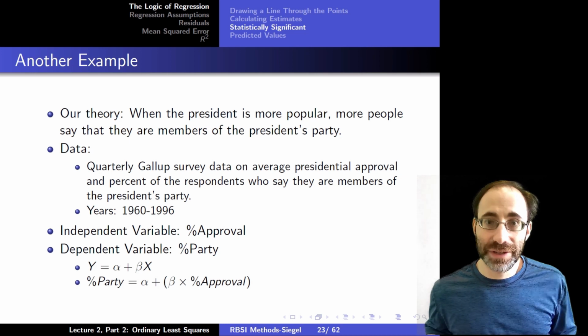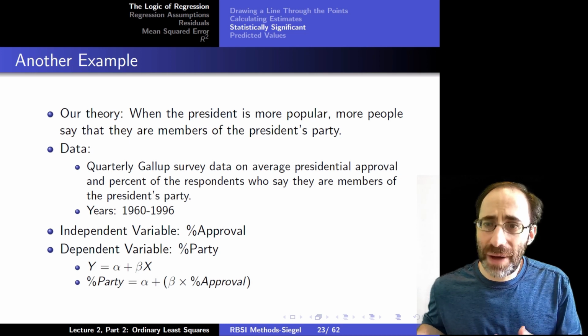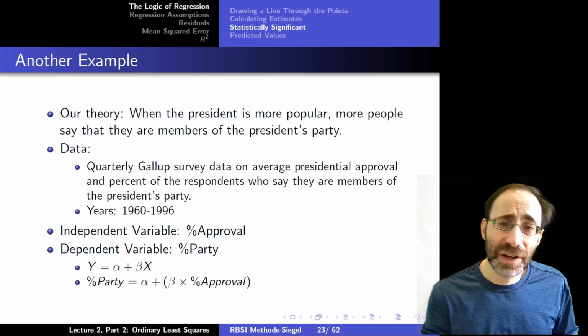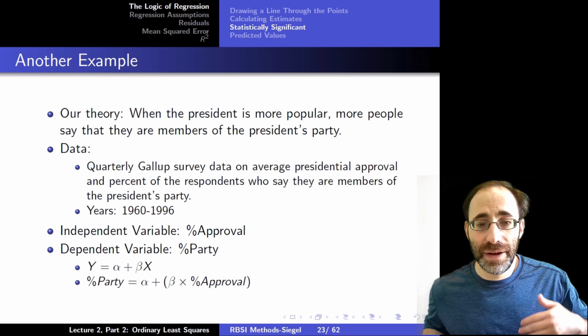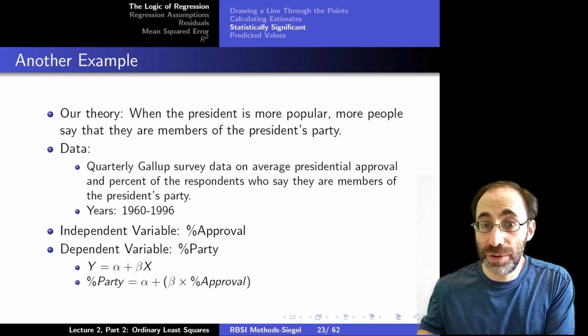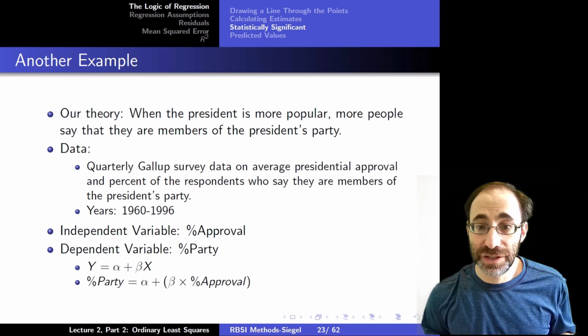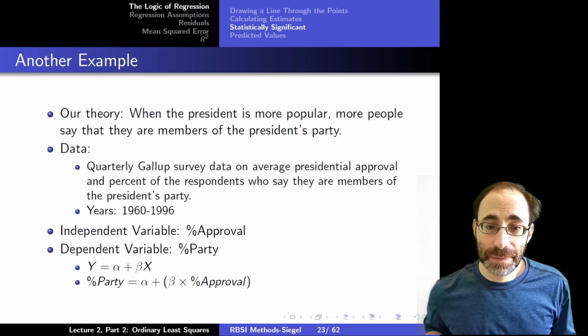Okay. So let's do another example here. Here's a theory that when the president is more popular, more people say that they are members of the president's party. Our data on this come from quarterly Gallup surveys in which you have average presidential approval and the percent of the respondents who say they're members of a particular party. And this is from 1960 to 96.